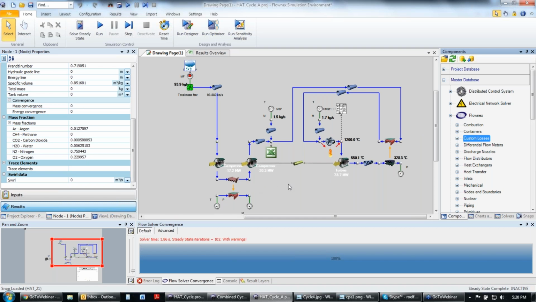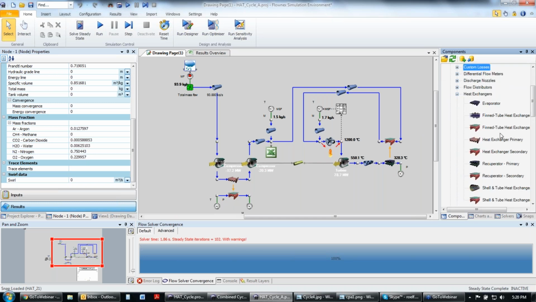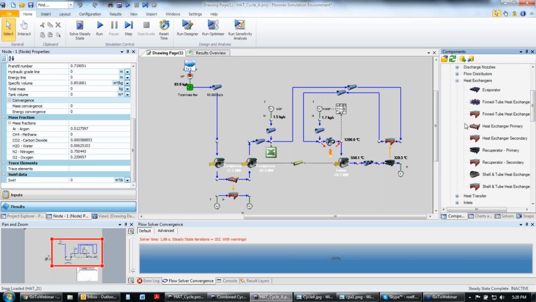You'll notice that there are two different images for the recuperator and the heat exchanger that I have here. And we actually have quite a number of heat exchangers in Flownex. And each of them, as with all the components in Flownex, has different levels of required inputs, and therefore different applications, depending on which results you're looking for.